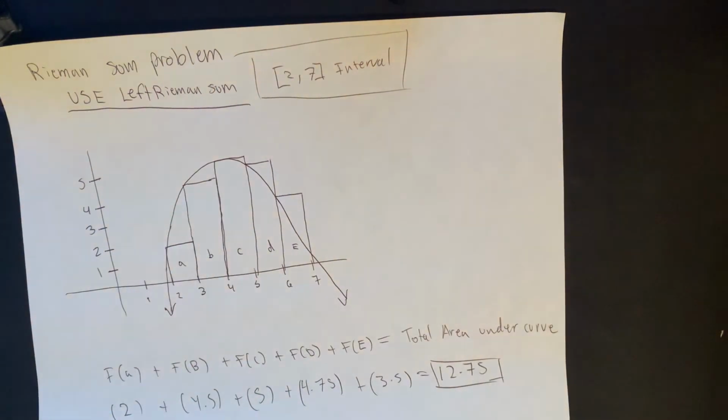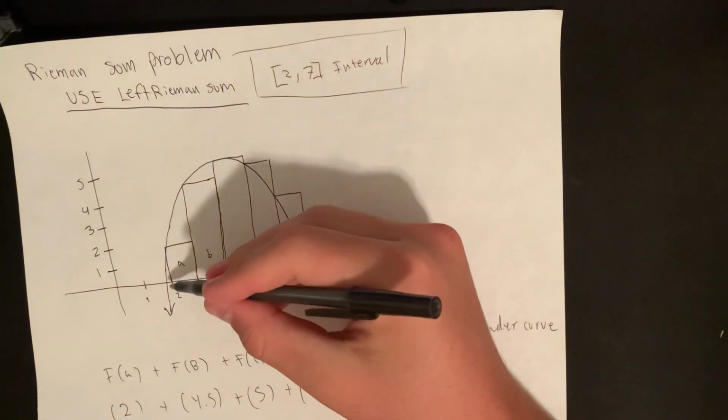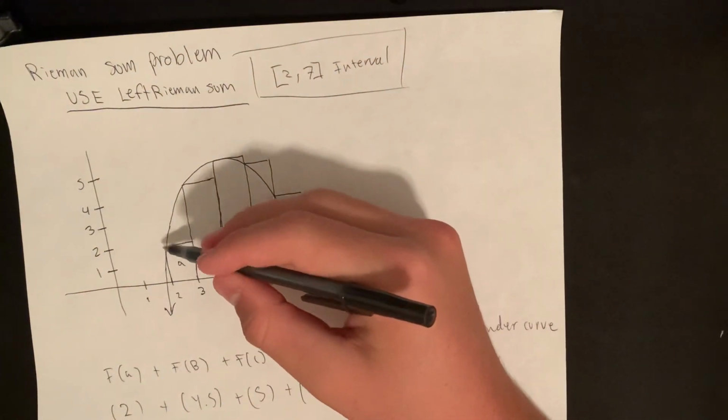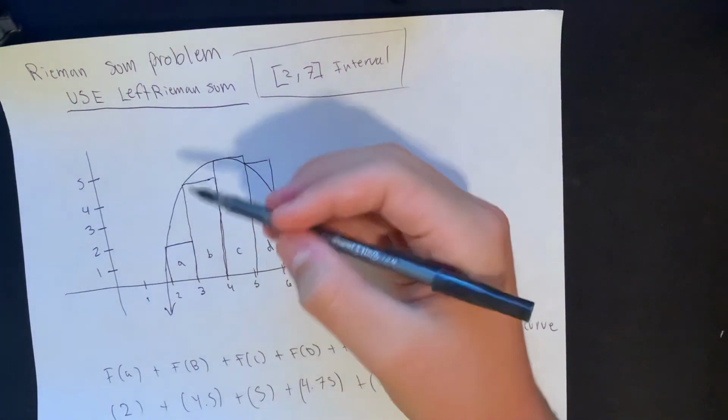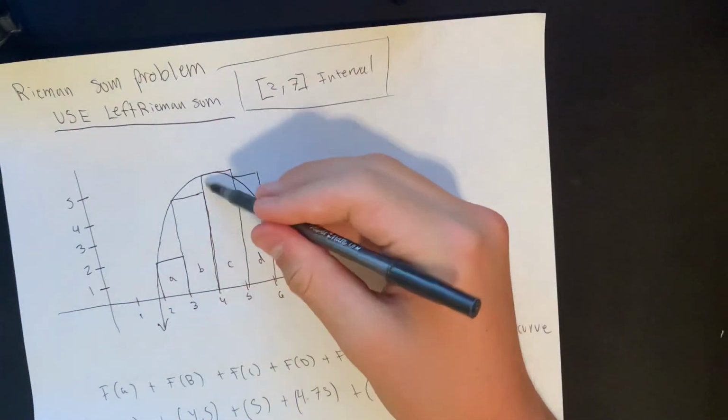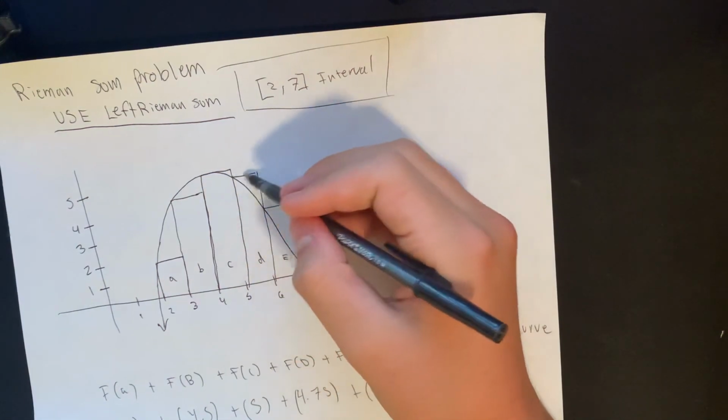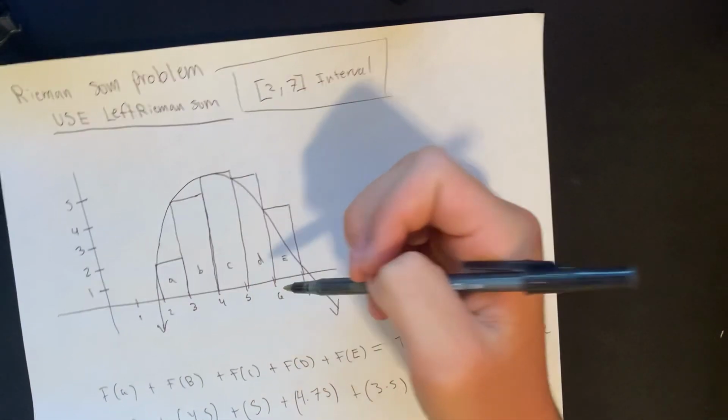And lastly, we have a Riemann sum problem. From this one, I used the left Riemann sum. So basically, we go up from the graph to the line, and then across, and from the x-axis to the graph, and then across, from the x-axis to the graph, and across, etc.